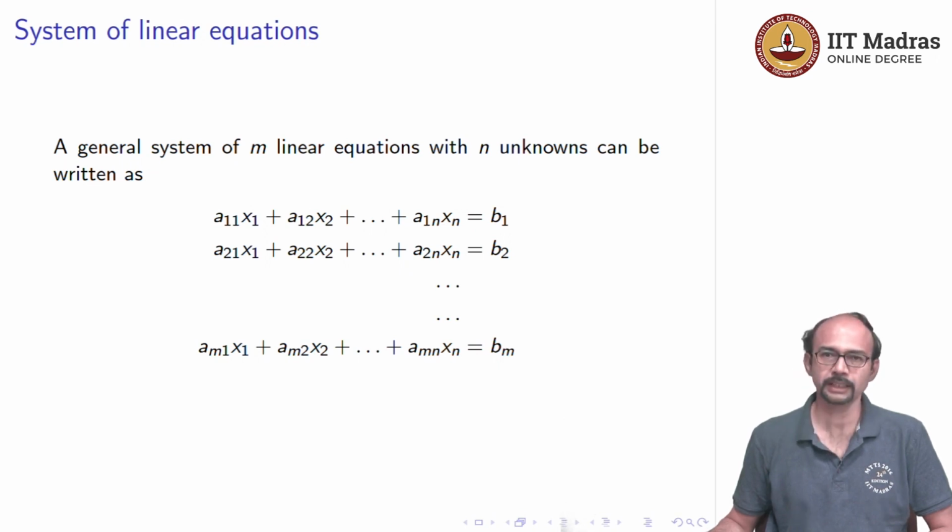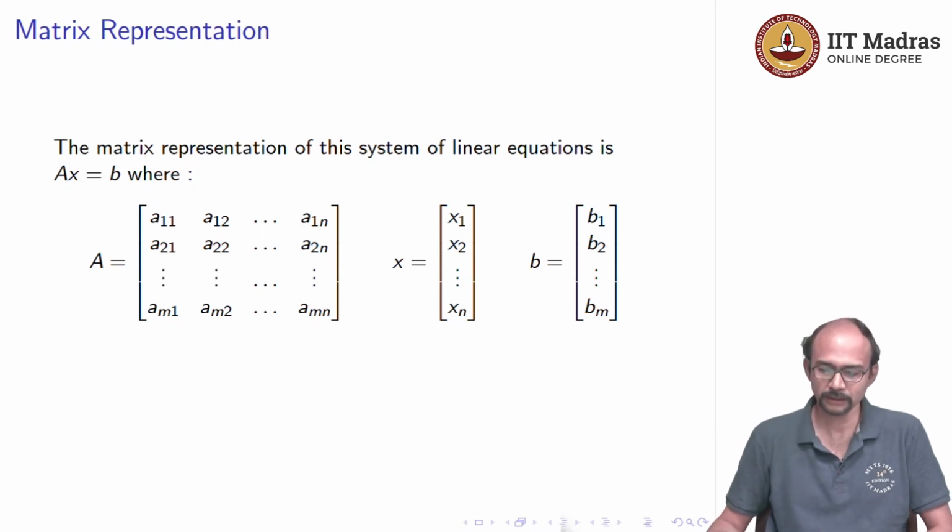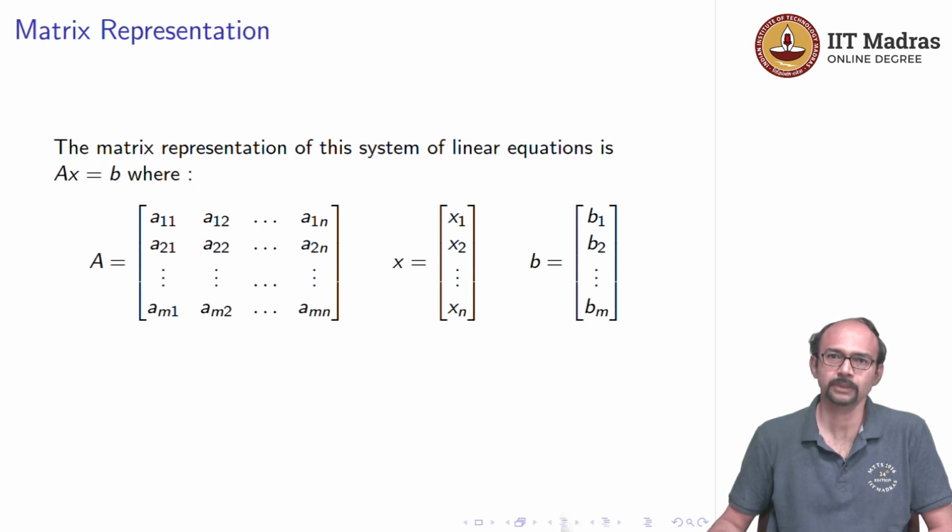We have seen earlier that we can write this in a vector form, in a matrix form, that is. So we consider the m by n matrix A, which is the matrix of coefficients, and x is the vector of unknowns x1, x2, up to xn, and b is the vector of constants, the column matrix b1, b2, up to bm.